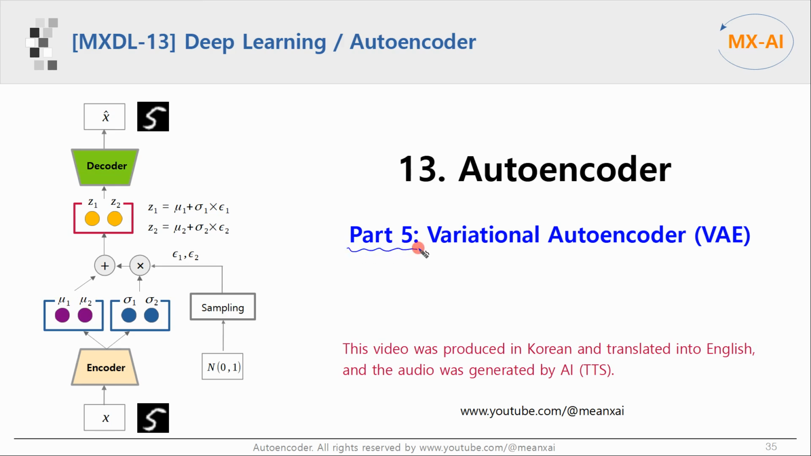This is part 5 of a series on autoencoder. In this video, we will take a detailed look at the variational autoencoder. A variational autoencoder is a type of likelihood-based generative model. In this video, we will look at how a variational autoencoder model learns from data and how the trained model generates data. This video was produced in Korean and translated into English.